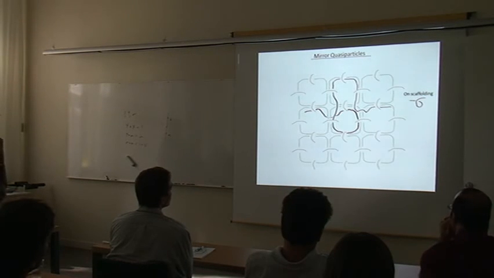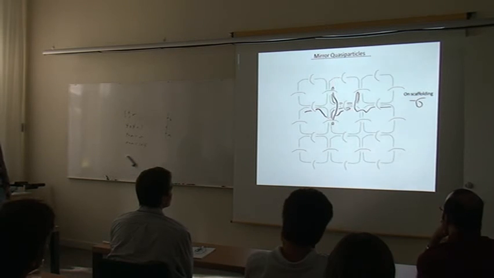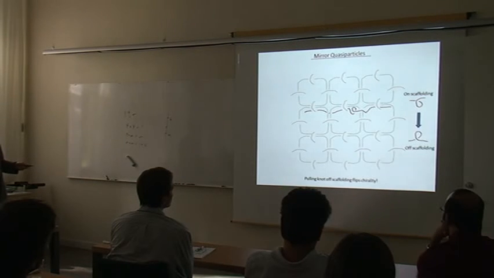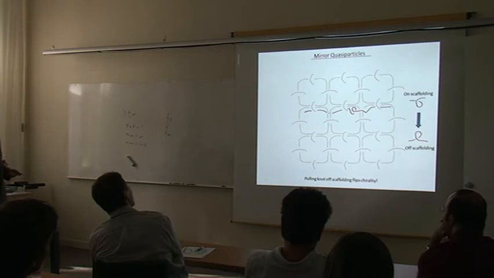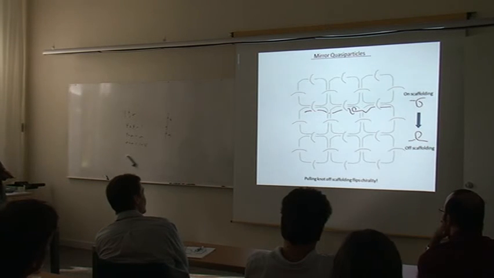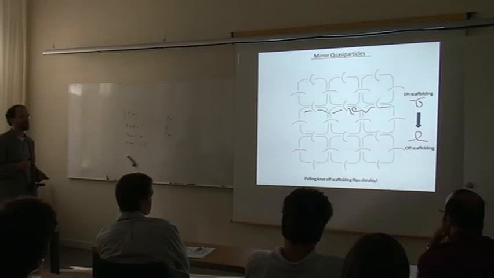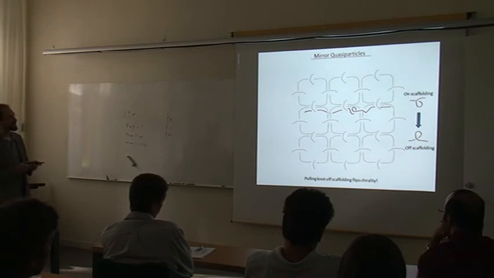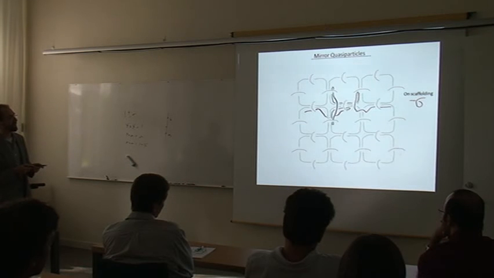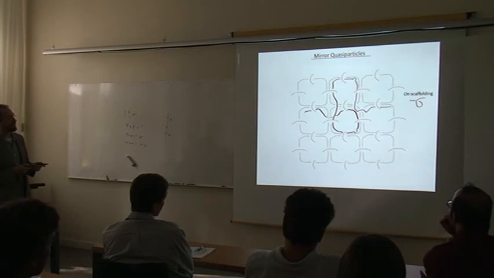Now a bunch of handle slides. So handle slide like this, pull it tight, and then there's a little bit of canceling of these twists, and at the end of the day, you're left with a knot that has the opposite chirality. So you switch the chirality of this twist by pulling it off the scaffolding. So why is it this can happen? The reason this can happen is because in this case, you're handle sliding over plaquettes that you're actually linked with.